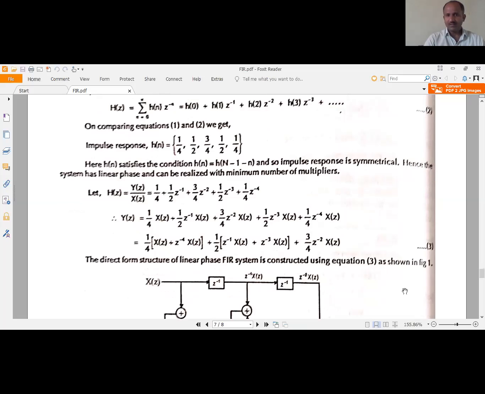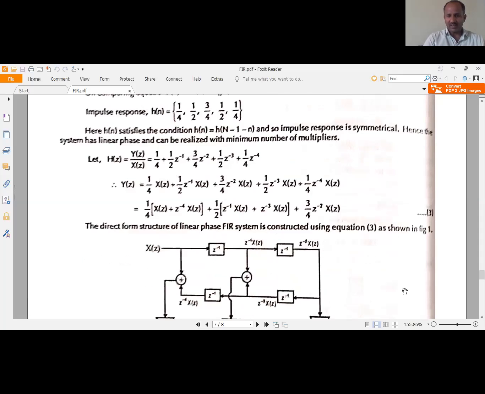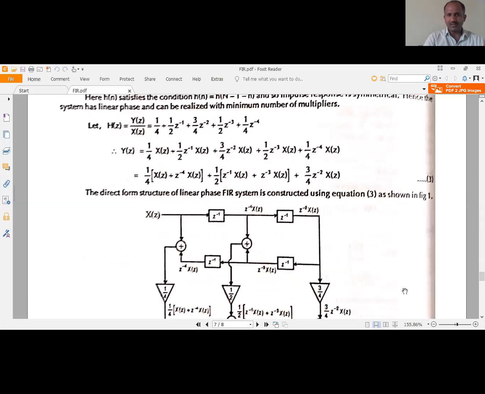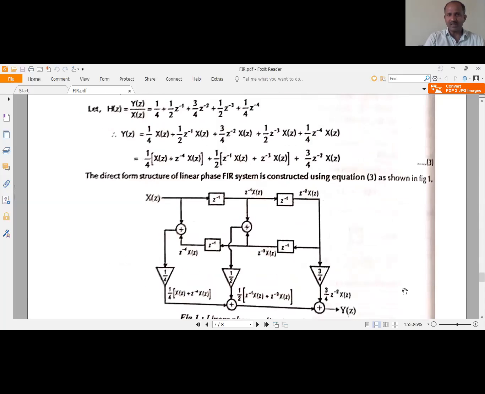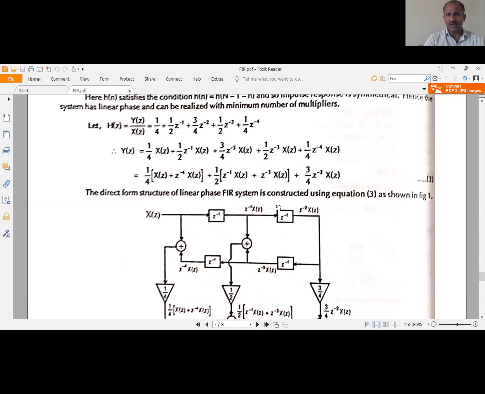See, for this particular equation number 3, the number of adders required is 4: 1, 2, 3 and 4. And 3 multipliers are required: 1 by 4 is one multiplier, 1 by 2, then 3 by 4. So 1 by 4, 1 by 2 and 3 by 4 are the multipliers required.